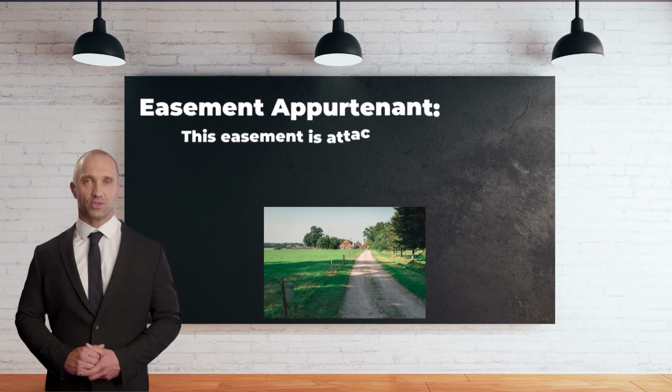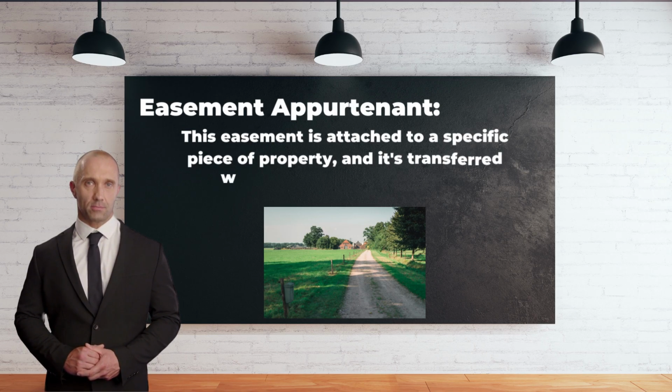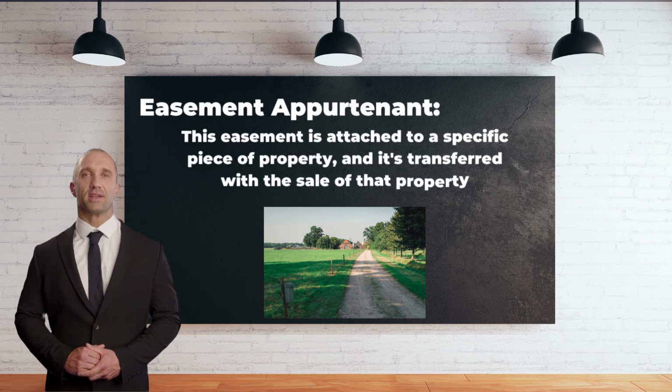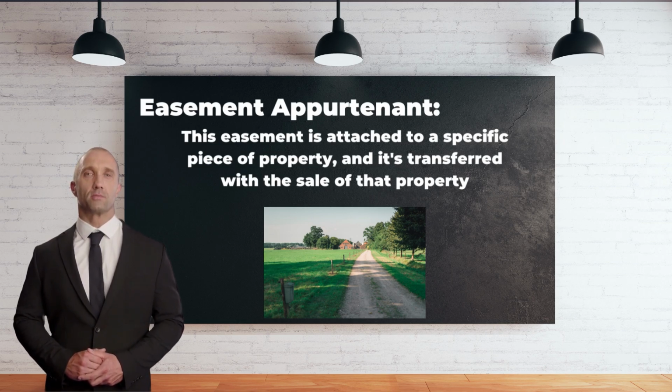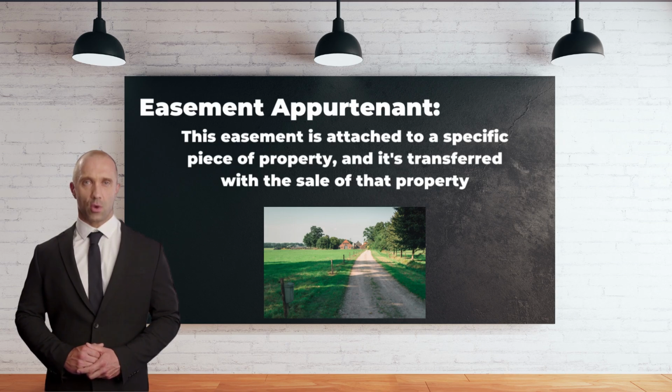There are different types of easements, but let's start with the most common one. An easement appurtenant is attached to a specific piece of property, and it's transferred with the sale of that property. For example, if you own a property that's landlocked and there's no other way to access it, you could obtain an easement appurtenant from a neighboring property owner to allow you to use their driveway or pathway to get to your property.